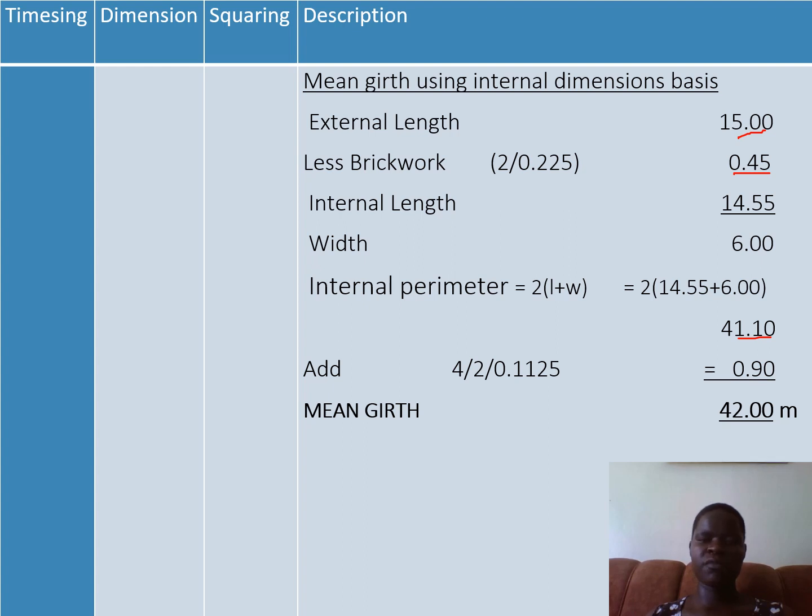This represents the number of corners, and for each corner we are adding 2 times half the thickness of the wall. Half the thickness of the wall is 0.1125. If we do this calculation, we get 0.90 meters. We add this to our internal perimeter, and we get our mean girth as 42.00 meters.